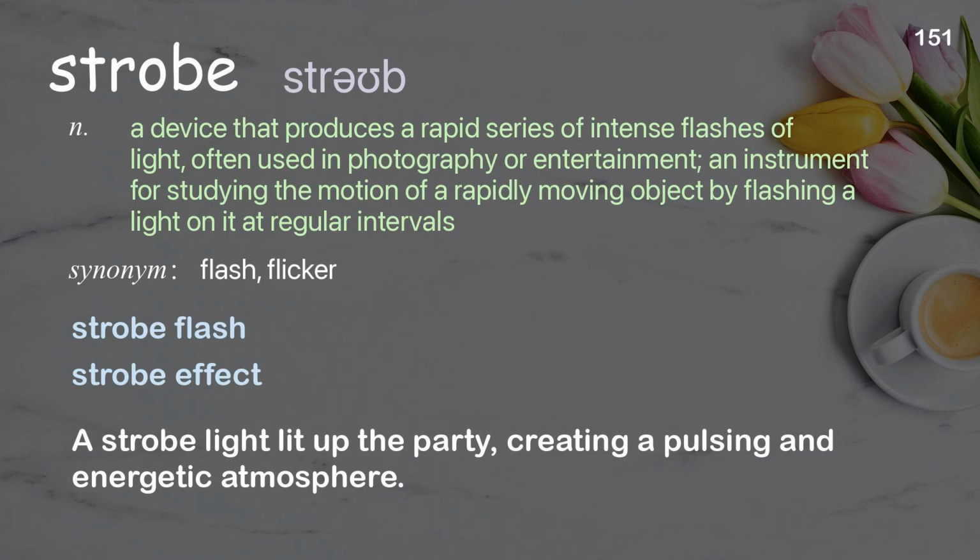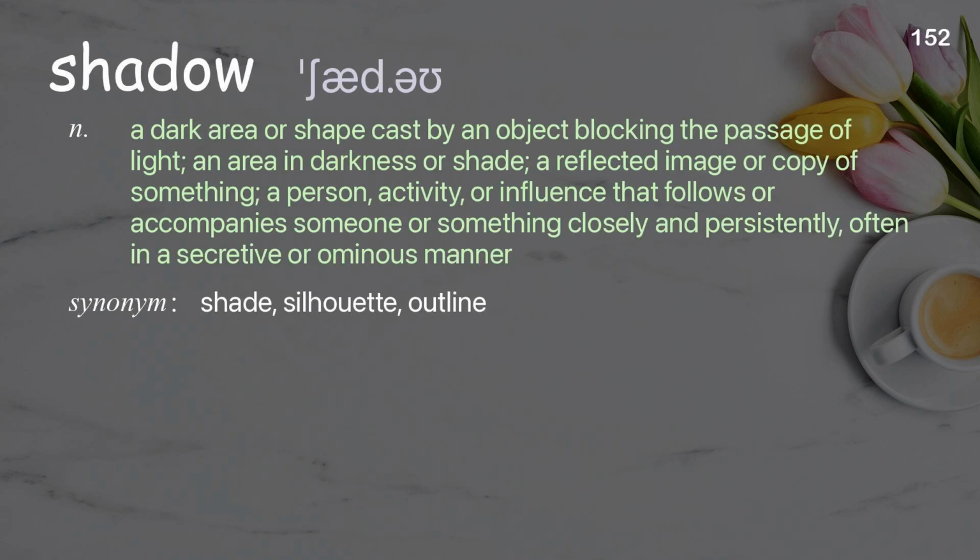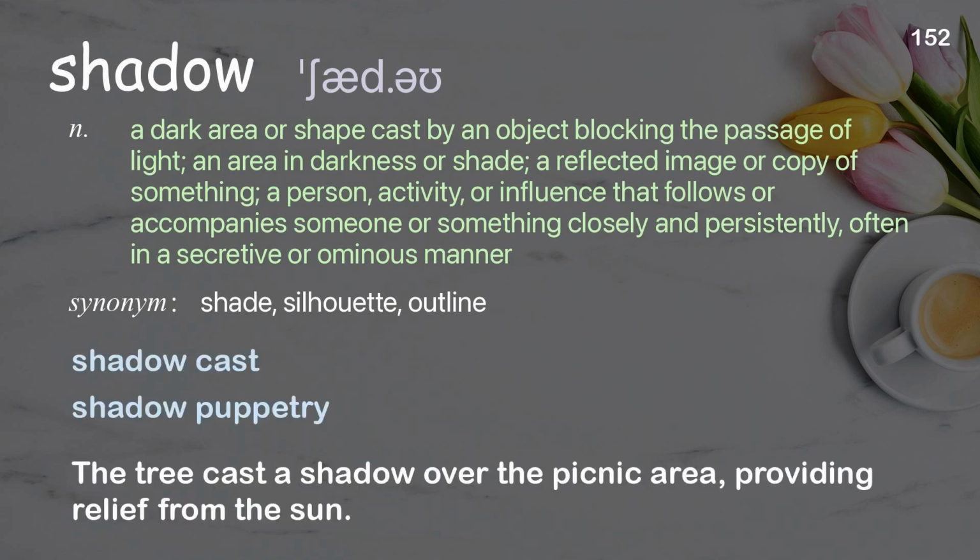Shadow. A dark area or shape cast by an object blocking the passage of light, an area in darkness or shade, a reflected image or copy of something, a person, activity, or influence that follows or accompanies someone or something closely and persistently, often in a secretive or ominous manner. Examples: Shadow cast, shadow puppetry. The tree cast a shadow over the picnic area, providing relief from the sun.